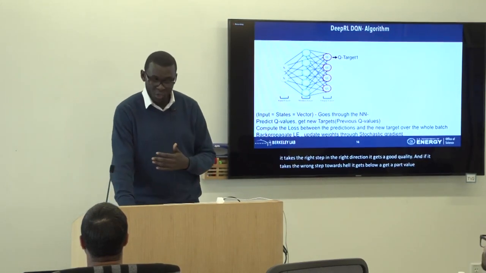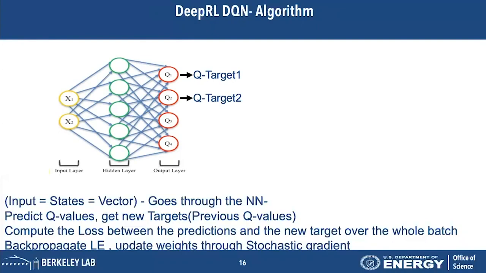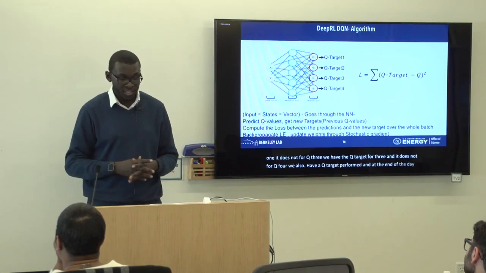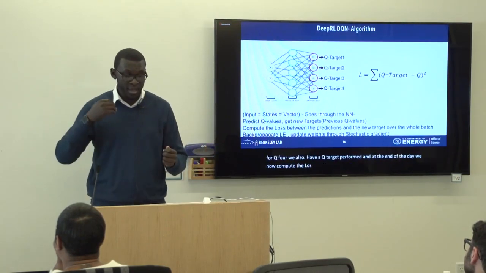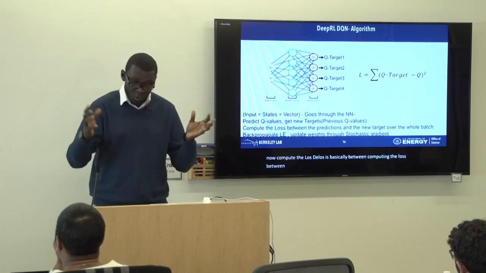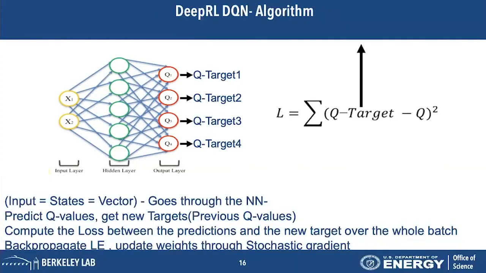So it does that for Q1, and we also have a Q target for 1. It does that for Q3, we have the Q target for 3. And it does that for Q4, we also have the Q target for 4. And at the end of the day, we now compute the loss, which is computed between the predictions and the targets over the whole batch, right? And this doesn't stop there. We now backpropagate the loss error back, and we update the weights through stochastic gradient descent.